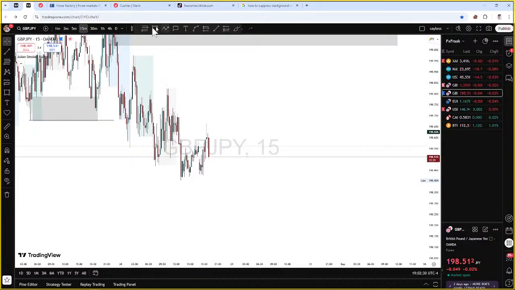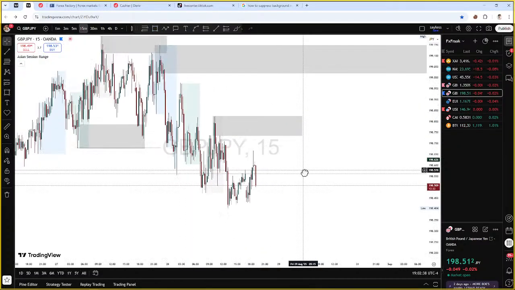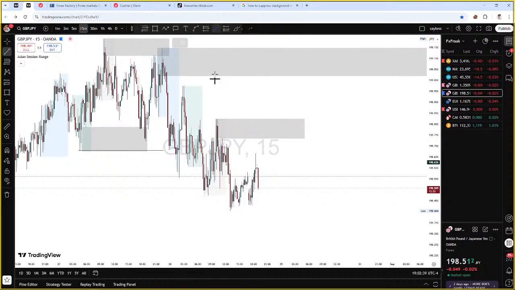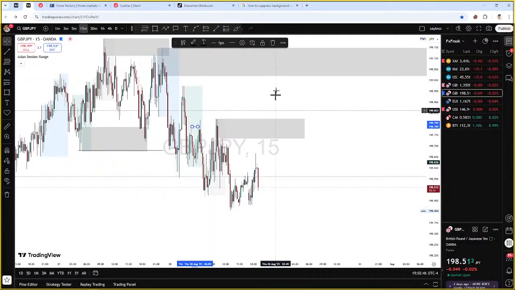This one is valid, but just know that the major one is the one that is sitting above your head there. So this one might be good. This one was already kind of like mitigated, right? So you see this clear of liquidity before they move down. That's the reason why it was respected. So this one is still valid.